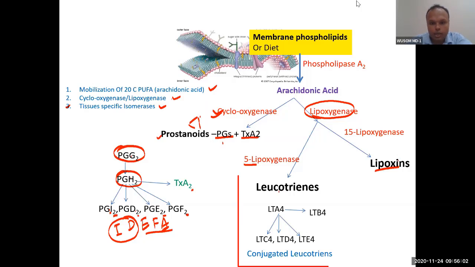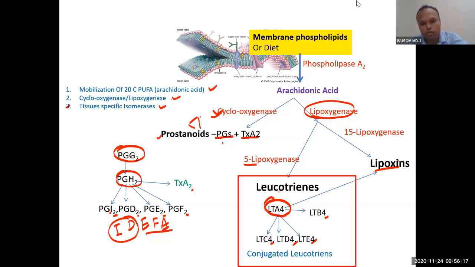And leukotrienes, you can see leukotrienes A, B, C, D, E. Very easy. A is a parent compound. From A, everything is synthesized: B, C, D, E. Here you can see every place you see 4, 4, 4, because it has got 4 bonds.